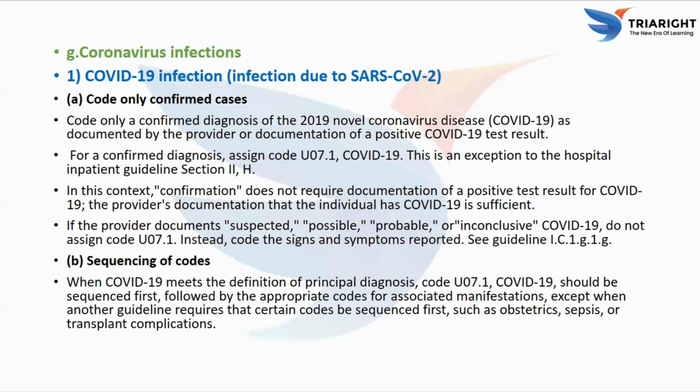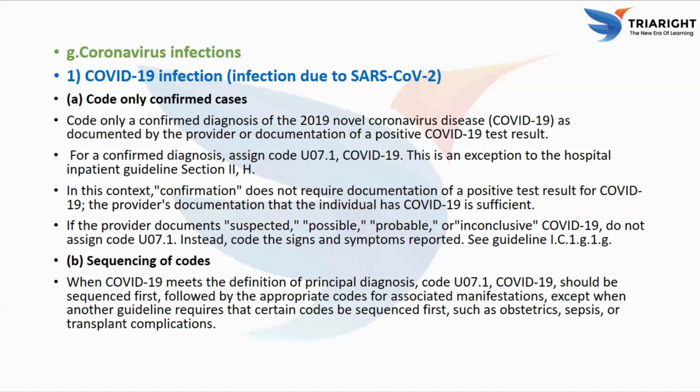Do not code U07.1 if documentation uses uncertain terms like suspected COVID-19, possible COVID-19, probable COVID-19, and inconclusive COVID-19. You must not assign U07.1. Instead you have to code the symptoms, for example, fever, cough, shortness of breath, or use the exposure code if applicable. This follows the guideline.